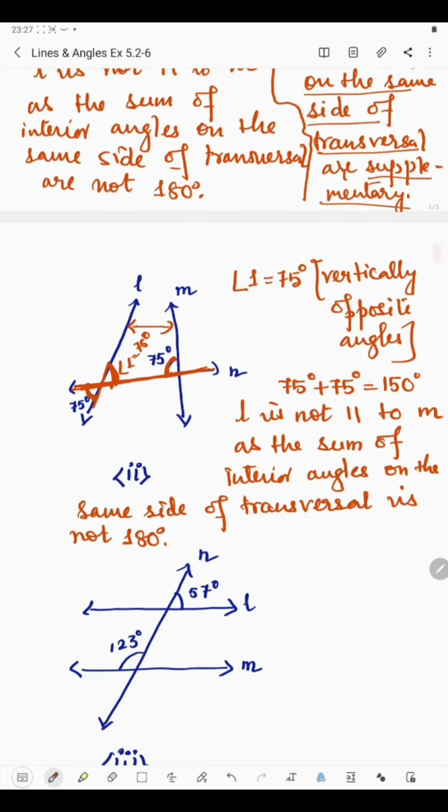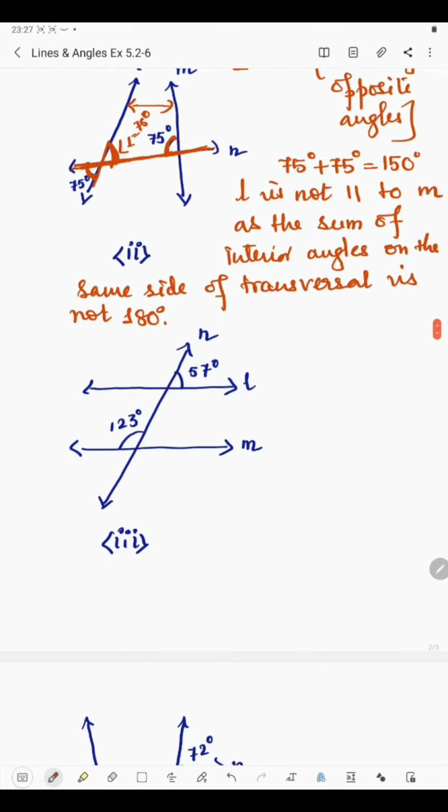Now coming to the third part. Now in the third part we have this figure. Since there is no relation between these two angles, here we will consider this angle as angle 1. Now again these two are intersecting lines, so these angles and these angles are vertically opposite angles. So angle 1 will be equal to 57 degrees, as these are vertically opposite angles.